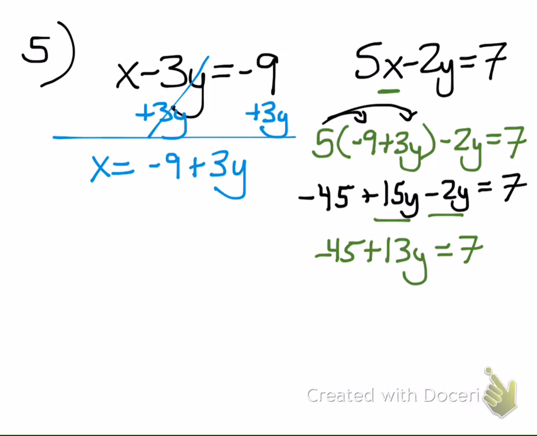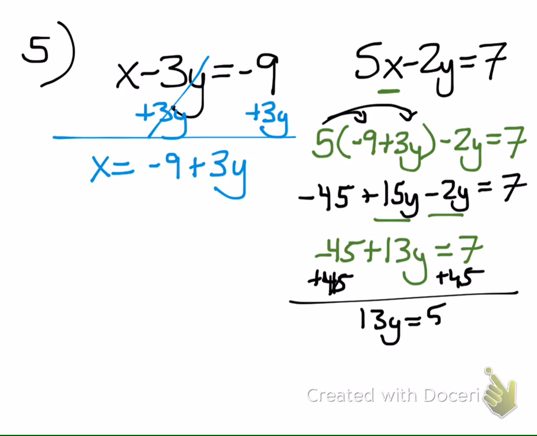How do you move the negative 45 over? Add it, good. So now I have 13y equals 52. And then finally undo the multiplication by 13 by dividing both sides by 13. Y equals 4. So y is 4.